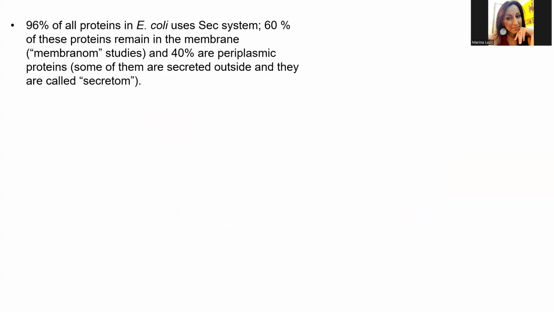The majority of E. coli proteins are translocated through the Sec system, like 96%. The other 4% of proteins in E. coli are exported through the Tat system. Half of them, or 60%, actually remain in the membrane, and the rest of it is going to be either periplasmic or exported.